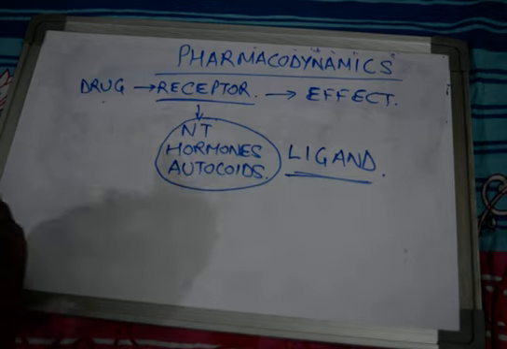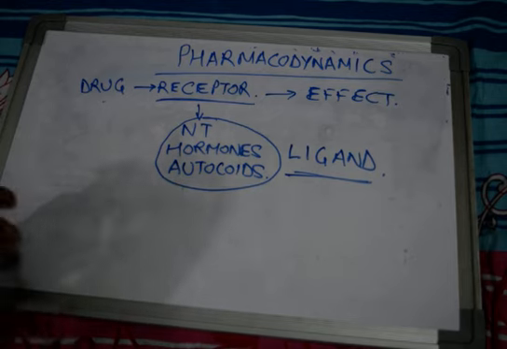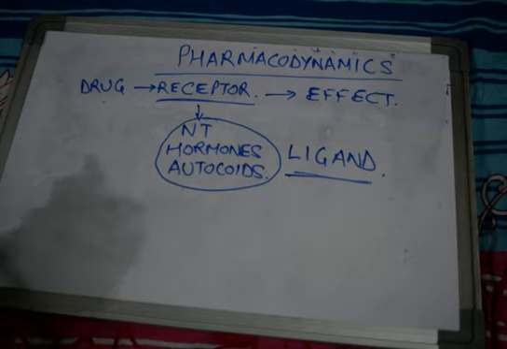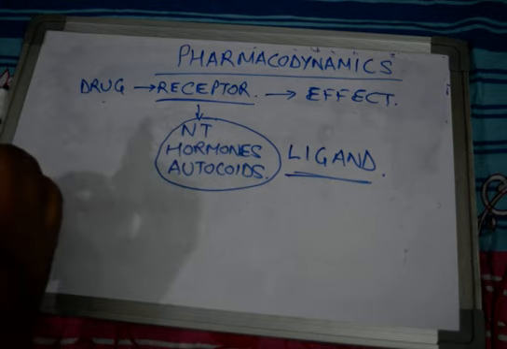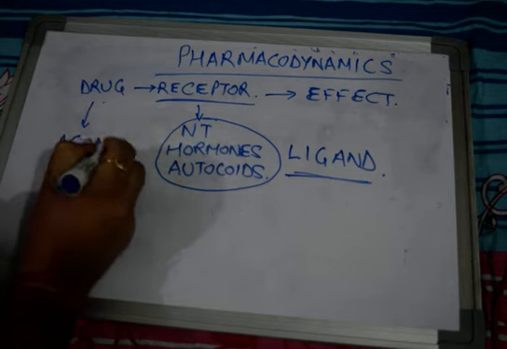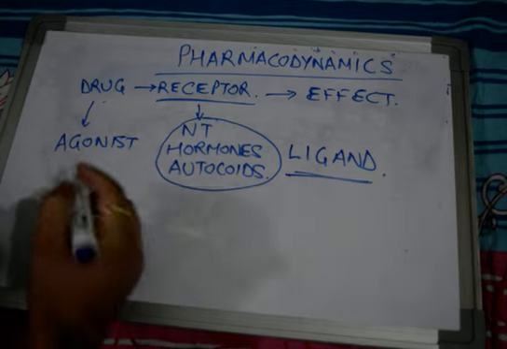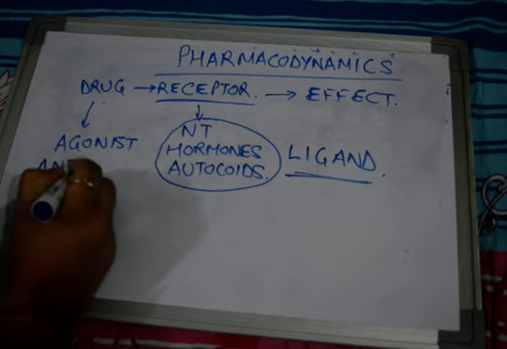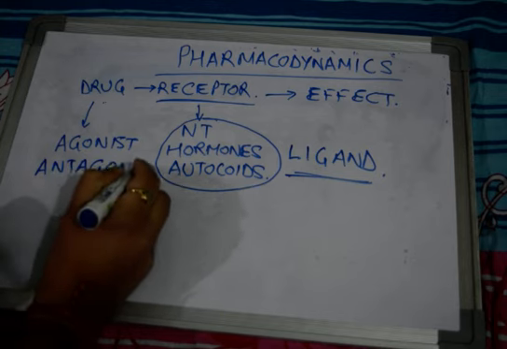Now these drugs can do one thing. They can behave like what we call an agonist, and they can behave like an antagonist. We'll come to this now.